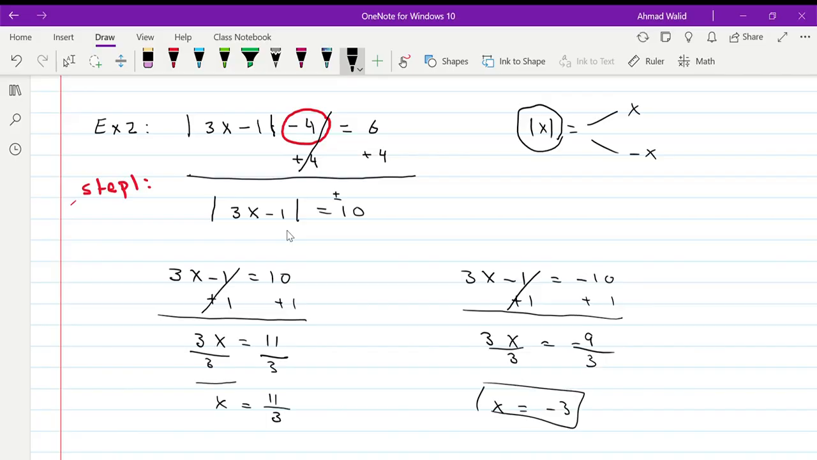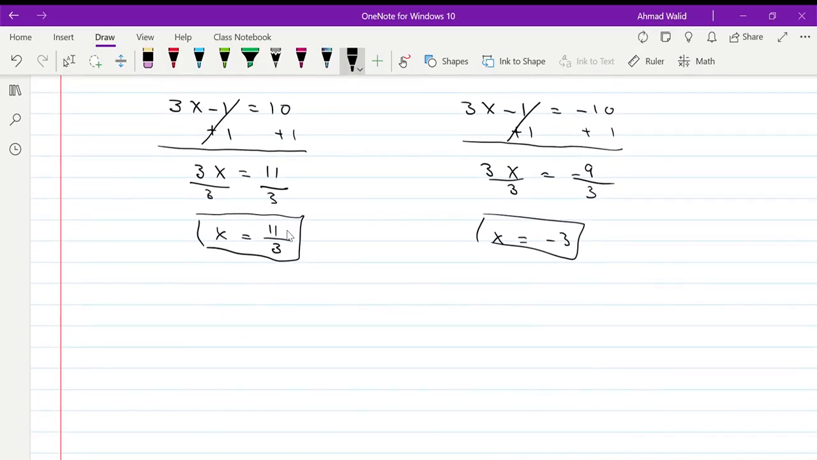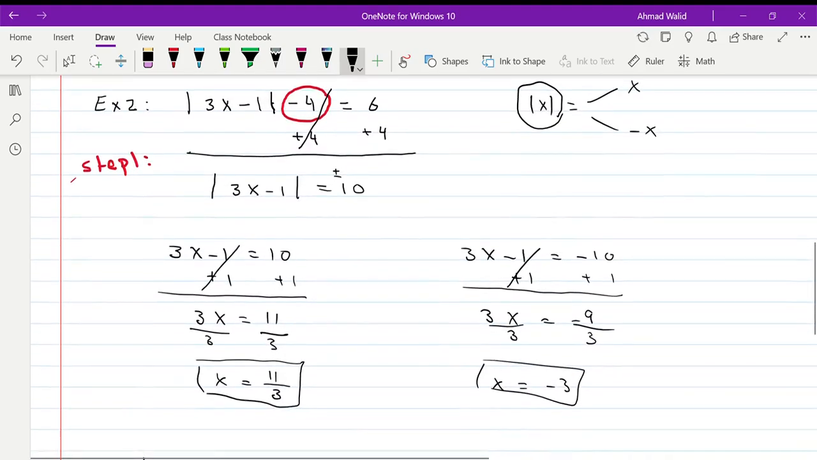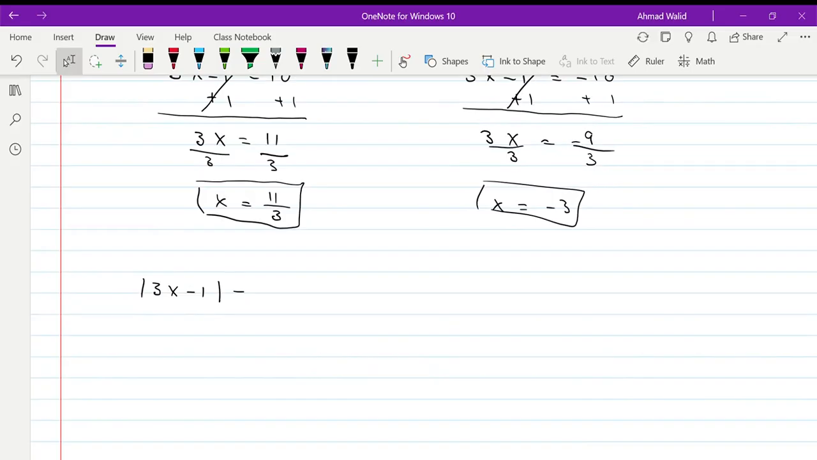Now, which one is the answer? I don't know. I have to check. Maybe both, maybe one, or maybe none. Correct? The original equation is absolute value of 3x minus 1, minus 4 equals 6. Plug in 11/3 in your equation. Absolute value of 3 times 11/3 minus 1 minus 4 equals 6.